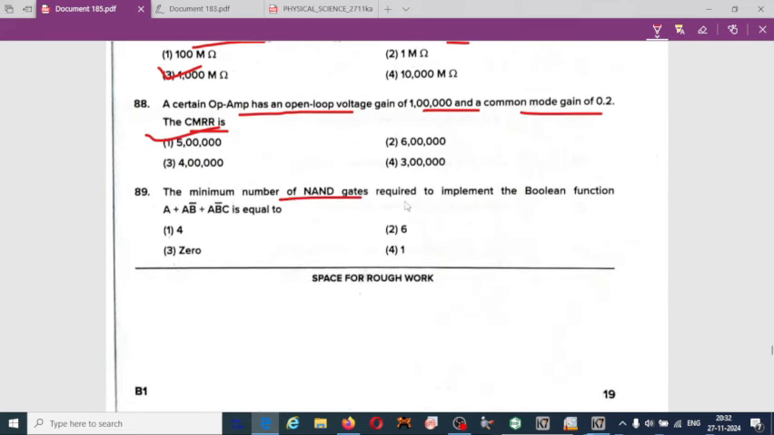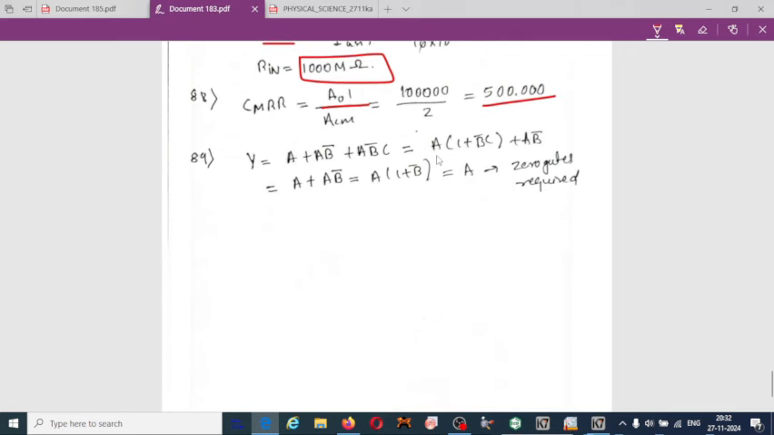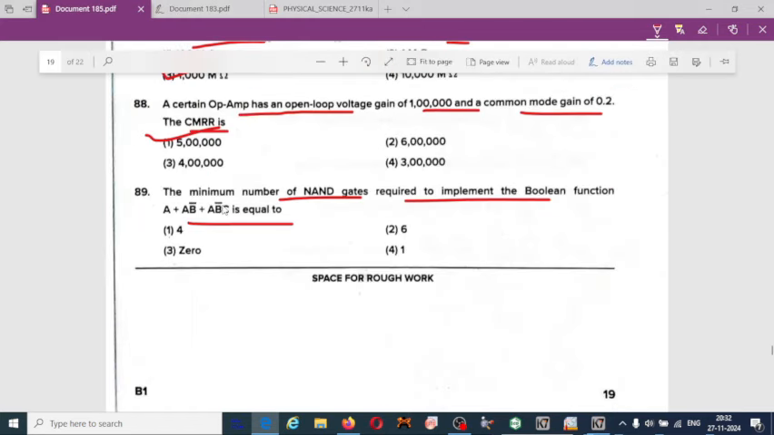The minimum number of NAND gates required to implement the function. If we simplify it, we will get here a bracket 1 plus b bar c. If you again simplify it, you will get a plus ab bar. If you simplify 1 plus b bar, you will get a. So a means 0 gates are required for this function. Option 3.